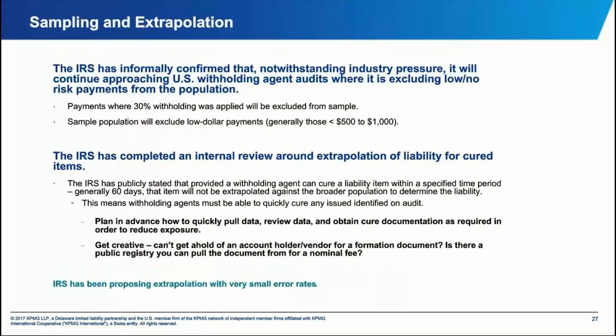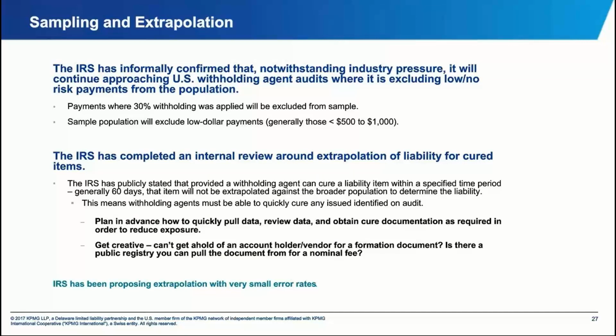As far as extrapolation, the IRS has, for a while now, when it's sampling, been removing all payments where you subjected the payment to 30% withholding, and they're also taking out de minimis payments. So depending on how large your payments are, anywhere from anything less than $500 to $1,000. We've even seen everything under $5,000 if you've got substantial volumes of payments.